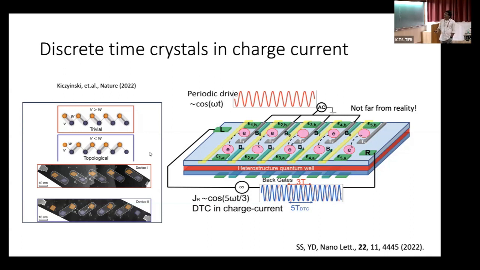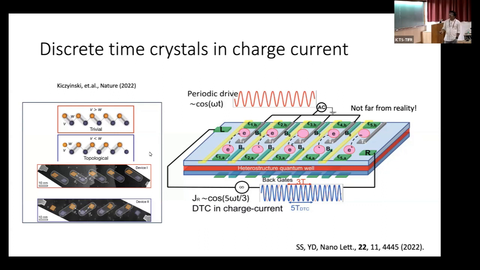They can have on-site and nearest neighbor interactions. One non-trivial thing to implement is that the interchain hopping now needs to be periodic. If I can implement this interchain hopping to be periodic, then my setup can show, given a periodic drive with frequency omega, that 5/3 omega in current. Now this imagination is not far from reality, although I did not know it earlier.